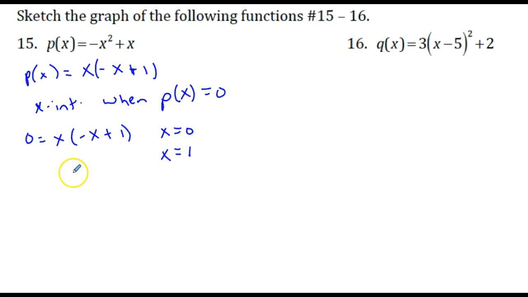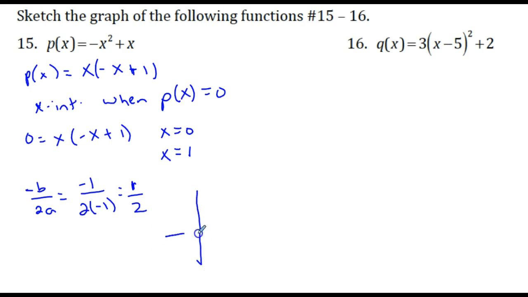And the other thing we would want to identify is the vertex. So remember, the vertex is at negative b over 2a. So we'd have negative 1 over 2 times negative 1. So our b is 1, our a is negative 1. So this ends up being negative 1 over negative 2, or 1/2. So our vertex is halfway between our two x-intercepts. So our two x-intercepts are at 0 and 1. And our vertex has a y-coordinate of 1/2.